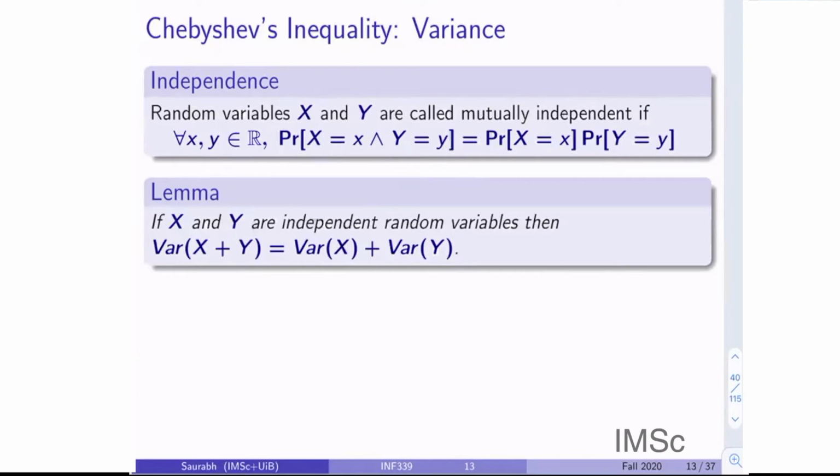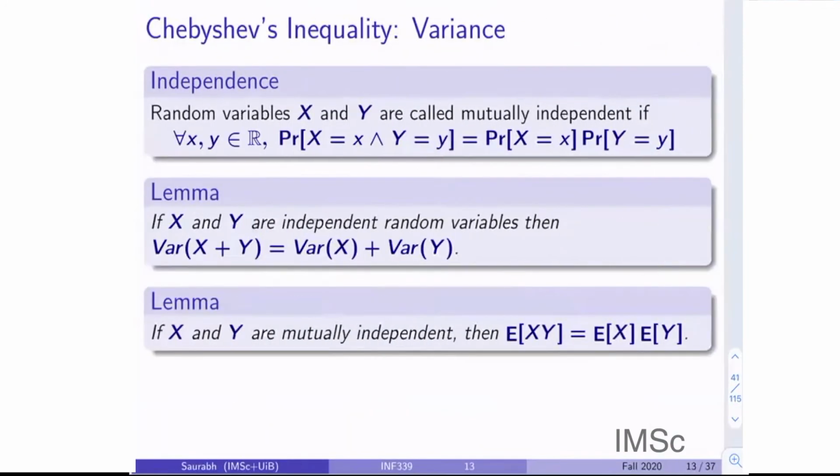So you can prove that if x and y are independent random variables, then their variance has linearity of sum. It just sums up. I'm not going to prove this, but this is something to remember. And if x and y are mutually independent, then the expectation of xy is the expectation of x times the expectation of y. You can also prove this by just using the independence and the previous formula.